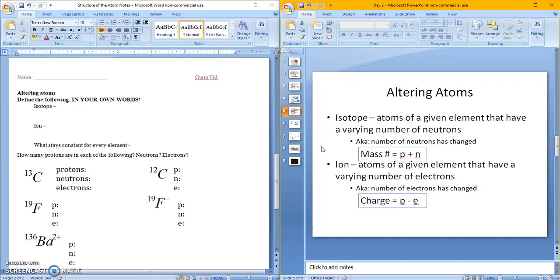So, here's how I remember them. Isotope is based on neutrons changing between different atoms. Isotope is the bigger word between isotope and ion. Neutron is the heavier particle between neutrons and electrons. So the heavier particle has the longer name, the lighter particle has the shorter name. I don't know if that helps, but whatever helps you to memorize that, please do.